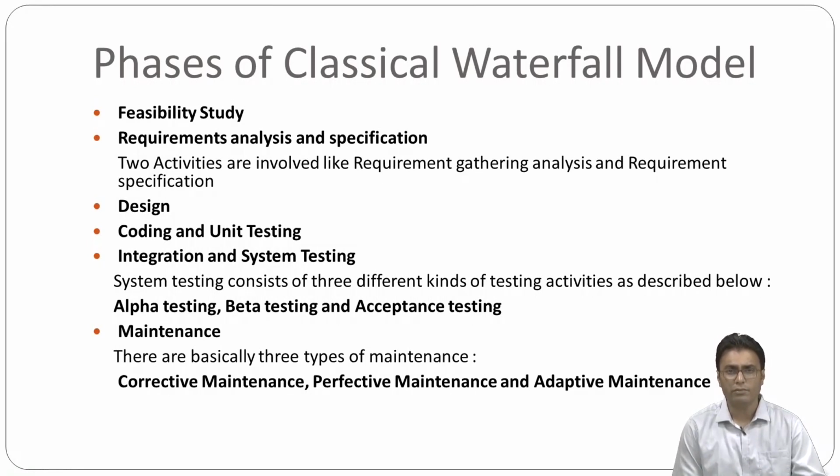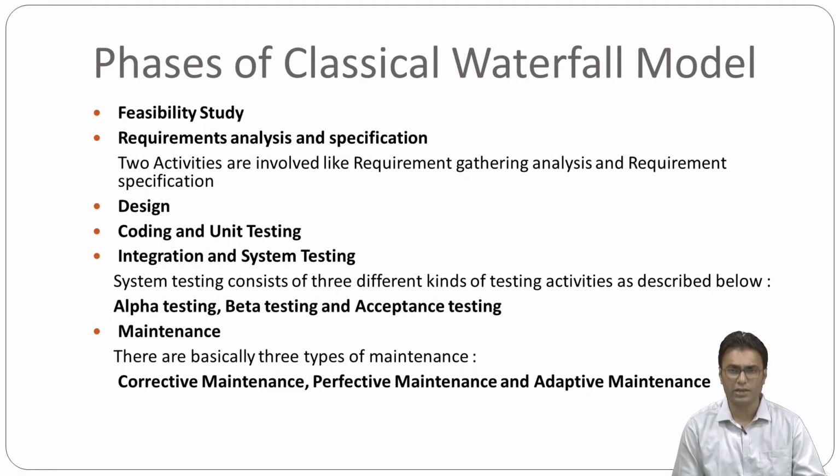Then we have maintenance. Maintenance is the most important phase of the software life cycle. The effort spent on maintenance is 60% of the total effort spent to develop the full software. There are basically three types of maintenance. The first one is corrective maintenance. This type of maintenance is carried out to correct errors that were not discovered during the product development phase.